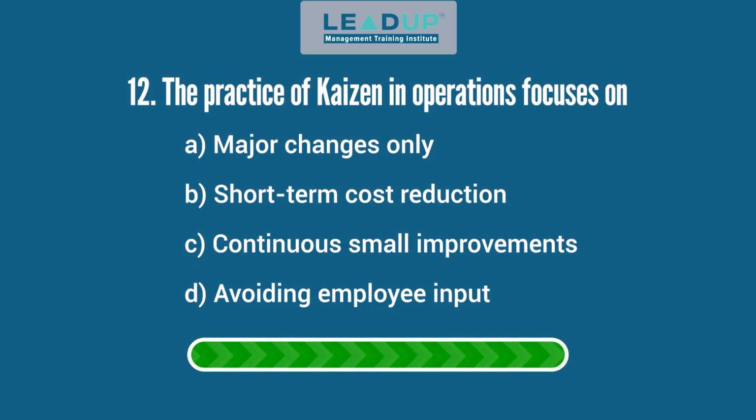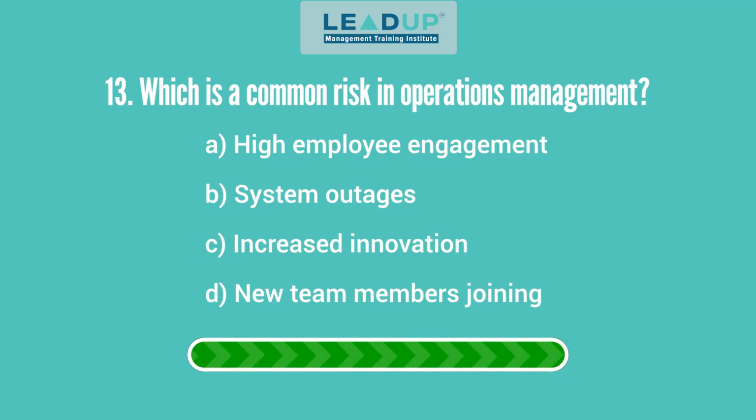Question 12. The practice of Kaizen in operations focuses on A. Major changes only, B. Short-term cost reduction, C. Continuous small improvements, and D. Avoiding employee input. Answer: continuous small improvements.